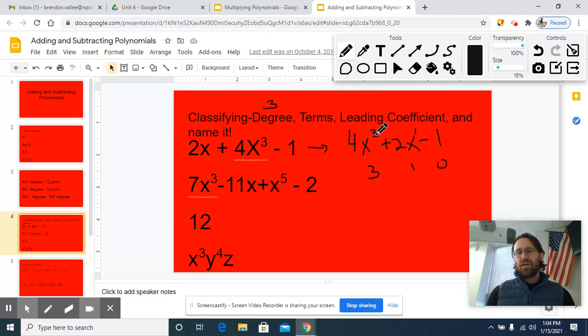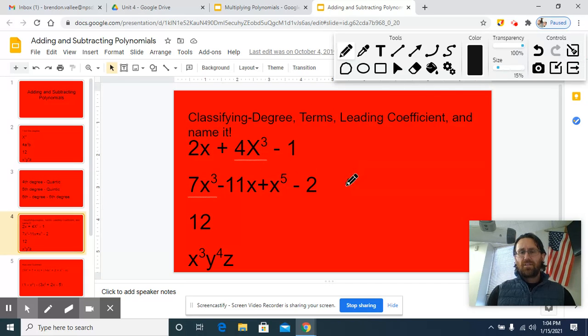How many terms are there? 1, 2, 3. 3 terms. What's the leading coefficient? Leading coefficient is 4. So it's a cubic trinomial because it's cubed and there's 3 terms.